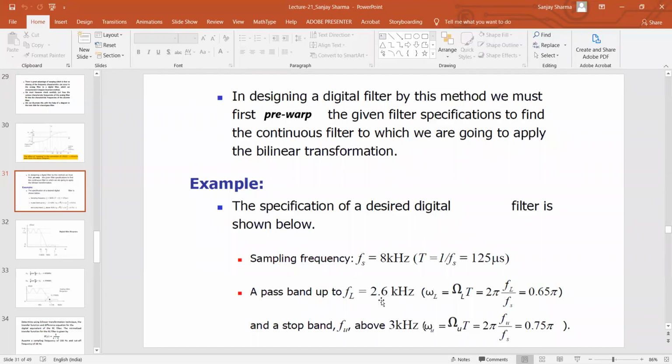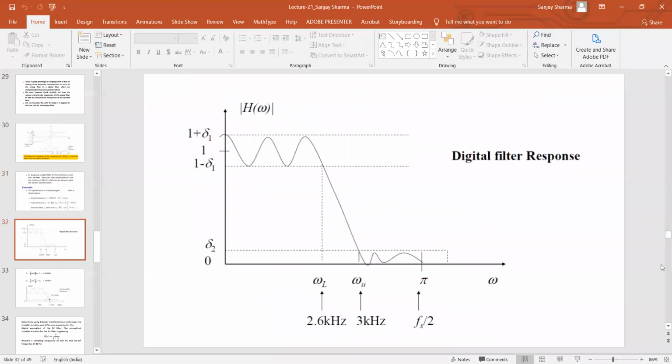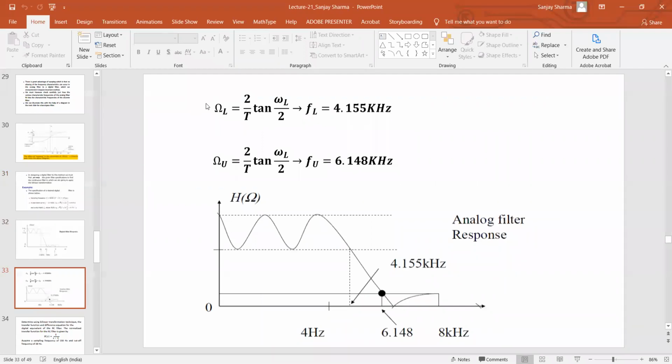and I apply the bilinear transformation, I will not get these frequencies in the digital filter, because I know that because of warping, the frequencies will be squeezed. I need to compensate. How should I do the compensation? I need to apply this formula.